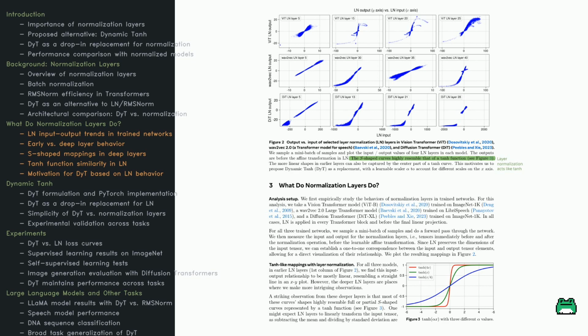Figure 3 drives this home by comparing LN's transformation to various tanh curves. The fits are quite close, which suggests LN in deeper layers is doing more than just scaling. That's the spark for Dynamic Tanh. If LN effectively becomes a tanh-like squashing function, why not simplify the architecture by directly applying a scaled tanh transformation? This reduces complexity while capturing the essence of LN's behavior. Dynamic Tanh follows that logic and appears to match LN's benefits with fewer moving parts.